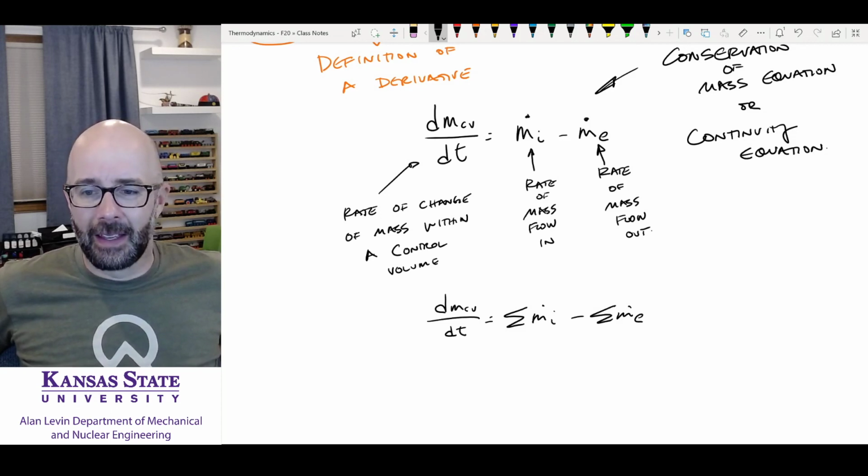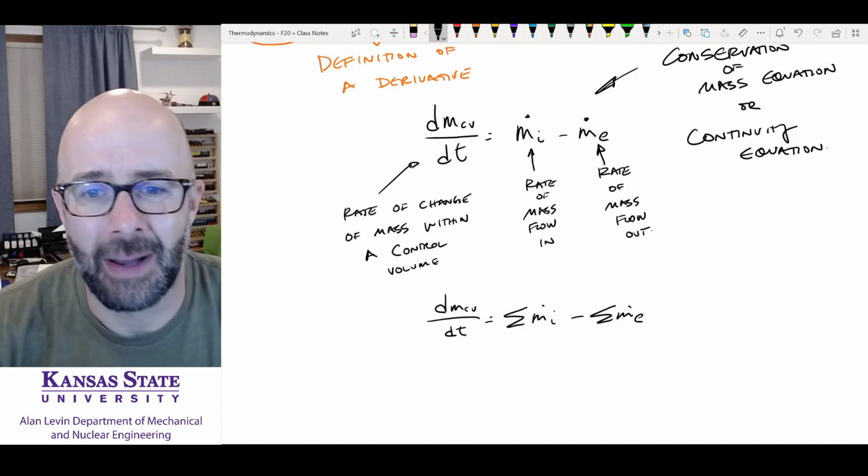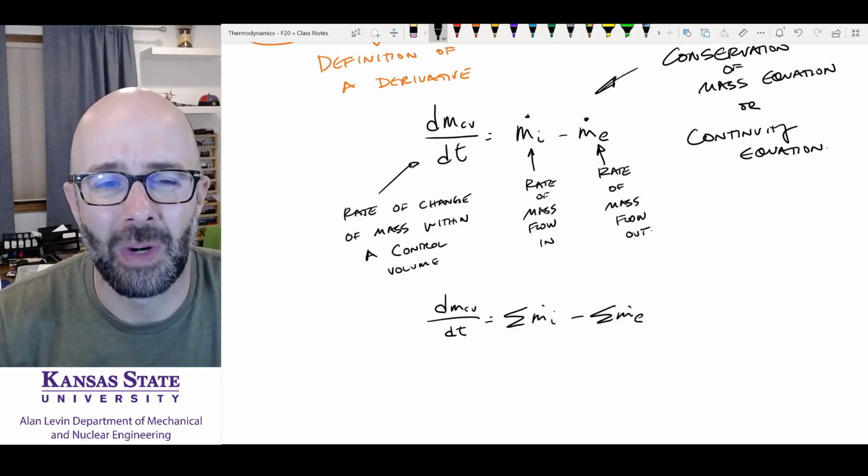Okay? So this is our continuity equation. This is what we're going to be talking about today. Pretty straightforward. We're going to go into a little bit more in depth in it in just a second.